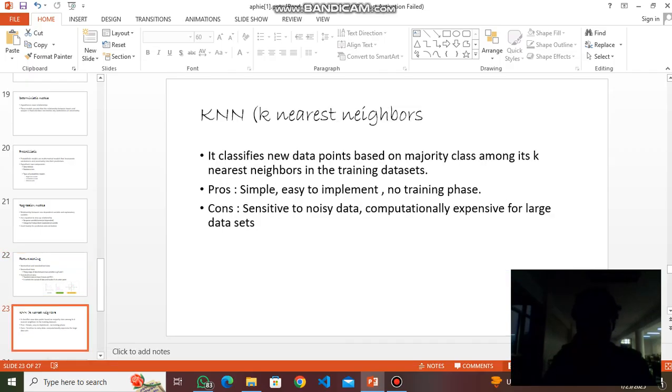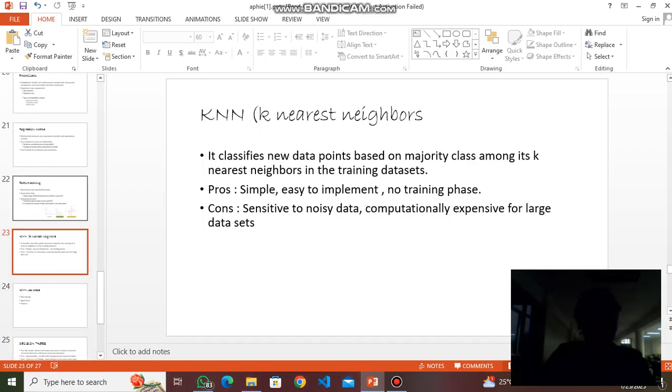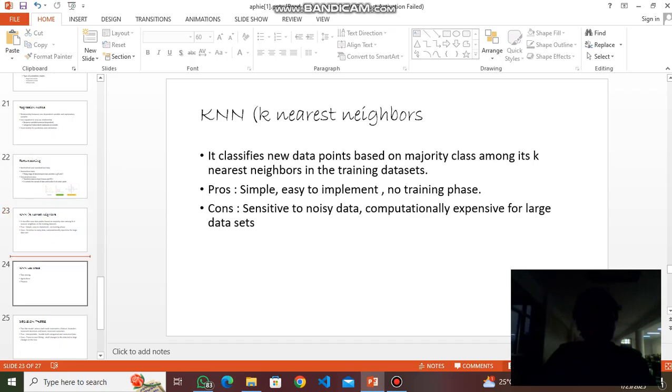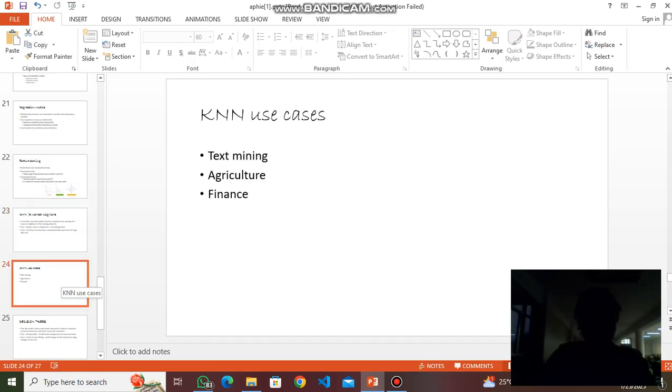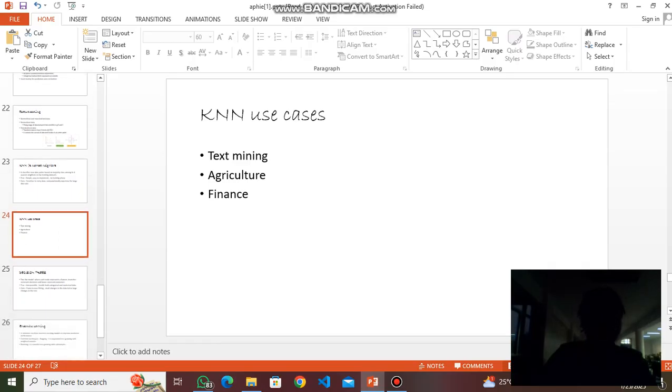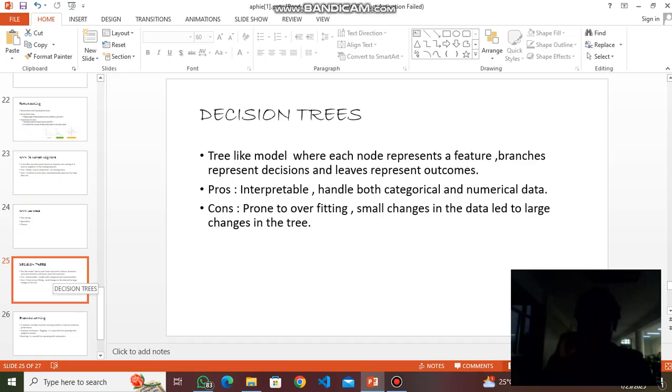Say something on the k-nearest neighbors. You can see that k-nearest neighbors classifies new data points based on the majority class among its k-nearest neighbors in the training datasets. If I'm to talk about the advantages, it's simple, it's easy to implement, and no training is required. For the disadvantages, it's sensitive to noisy data and computationally expensive for large datasets. Then the k-nearest neighbor use cases: you can see text mining, agriculture, and it can be applied in finance.